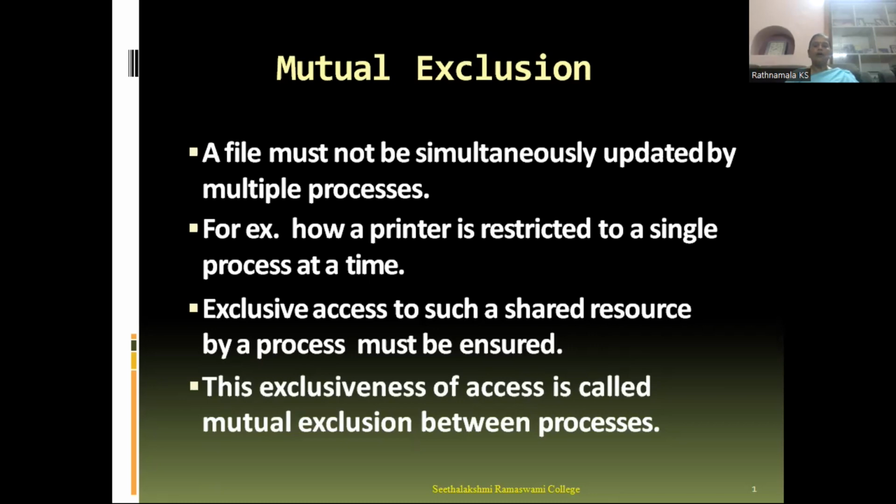For example, we all know very well that a printer is always restricted to a single process at a time, whichever the environment is, because only then will we get a proper output. In the same fashion, in the distributed environment also, all the resources must be given permission for updating only one per process. So exclusive access to such a shared resource by a process must be ensured. This exclusiveness of access is called the mutual exclusion between the processes.